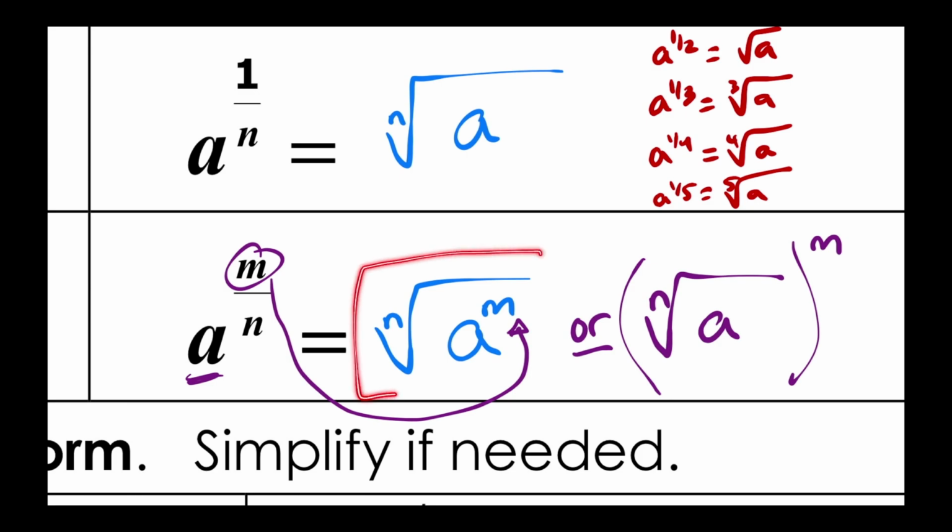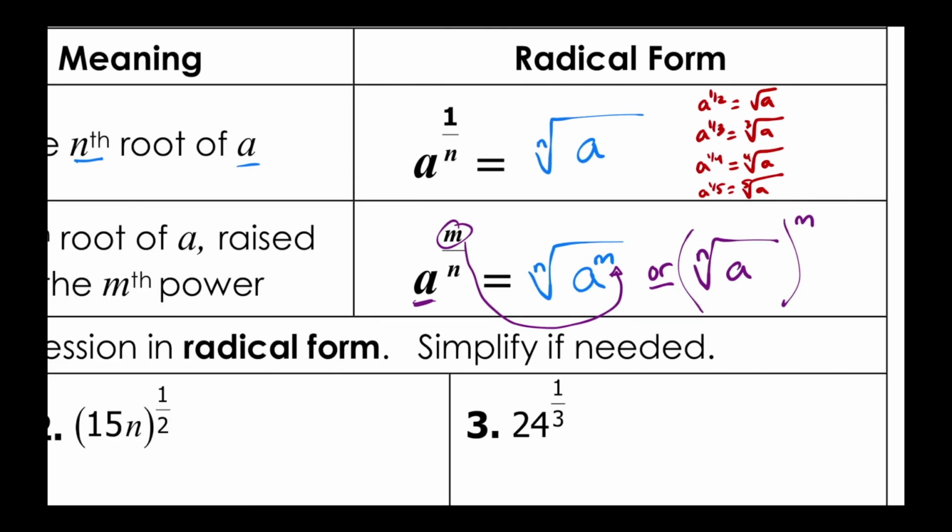Again, this is the most common way to do it. This m just attaches with that a inside. And this denominator is always the index. Okay? So that's all we're doing.